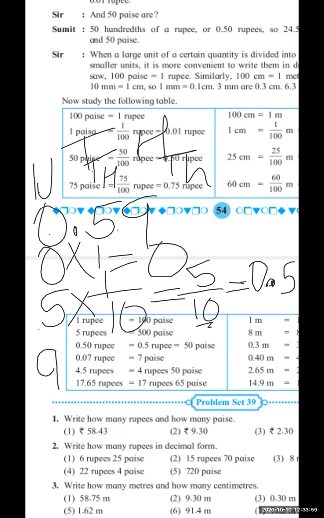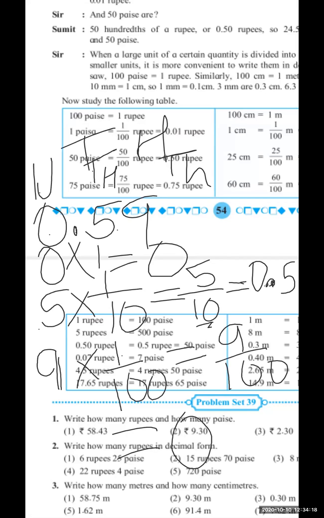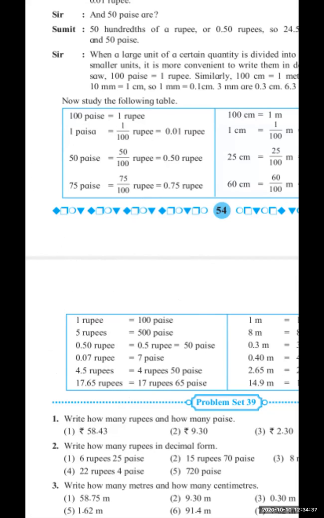Then next, 9. What will be the place value of 9? 9 is on the 100th place. So 9 into 1 upon 100. So 9 ones are 9. 9 upon 100. Now the answer is 0.09. Whole number is not there, which means you will put 0. After 0 you will give the decimal point, and after the decimal point, in the denominator 2 zeros are there, which means in the answer 2 places will come after the decimal point. So 0, 9 will come. Okay, understood everyone?